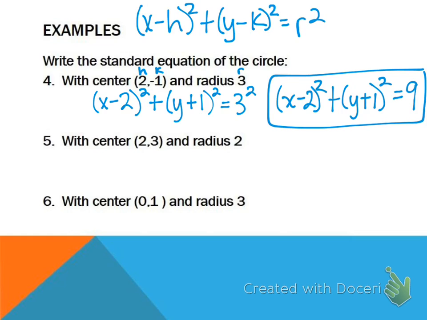The hardest part about these is making sure you remember that the formula involves negative signs. So if your center has a negative number, like it did on number 4, it ends up changing it to a plus sign. The signs are kind of backwards from what you think they would be if you just look at the center. That's the only real tricky part about this.